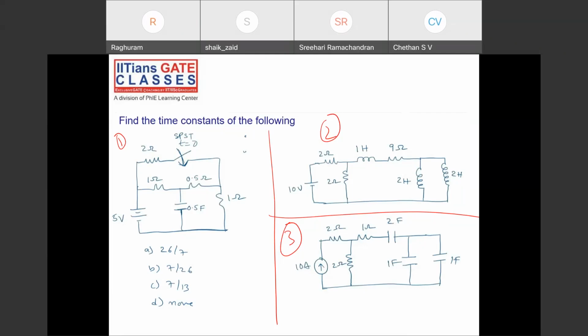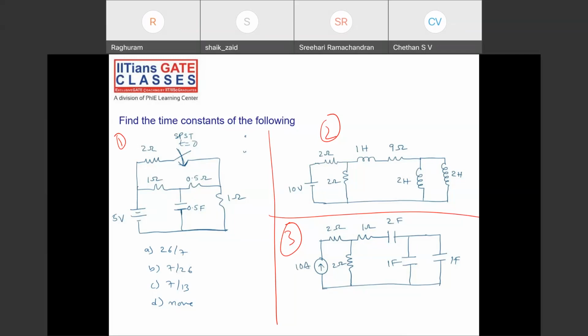What kind of circuit is this? The first thing you have to check is whether it's a first order circuit or a second order circuit, so we have to deal accordingly. See here, what is the order of this circuit? It's a first order circuit, only one capacitor, right? I told you how to check this. Remember, this is a first order circuit.